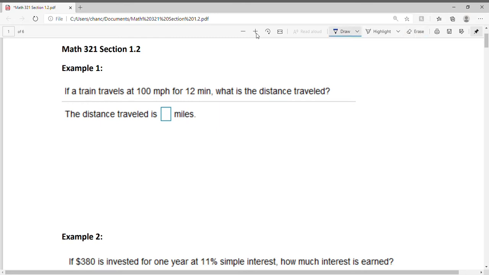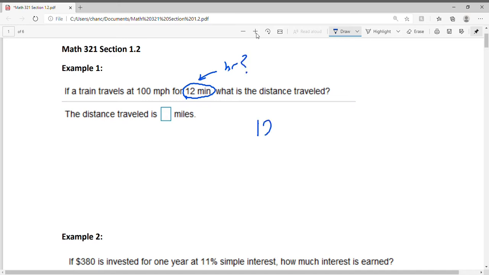Let's go over section 1.2. Example 1. If a train travels at 100 miles per hour for 12 minutes, what is the distance traveled? In this question, we have a problem. This is in minutes. I need to figure out how many hours 12 minutes is equivalent to.